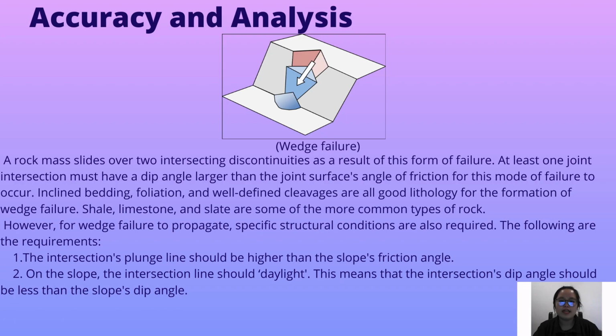Inclined bedding, foliation, and well-defined cleavages are all good lithology for the formation of wedge failure. Shale, limestone, and slate are some of the most common types of rock. However, for wedge failure to propagate, specific structural conditions are also required. The following are the requirements. First, the intersection plunge line should be higher than the slope friction angle. The second is that on the slope, the intersection line should daylight. This means that the intersection dip angle should be less than the slope dip angle.